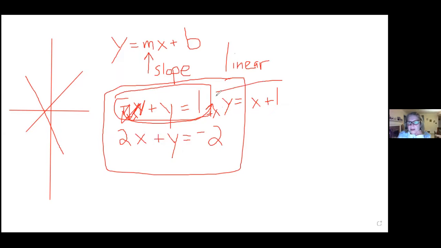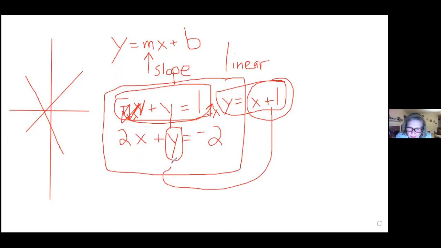Does everybody get that? So all I did was manipulate the equation so that I had y equals x plus 1. That's all I did. So now that you have that, well, guess what? There's a y over here. See it? So I know now that y equals this. So I'm going to take this stuff and I'm going to substitute it in there.